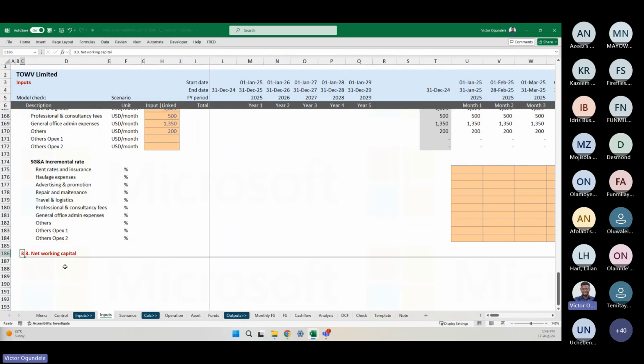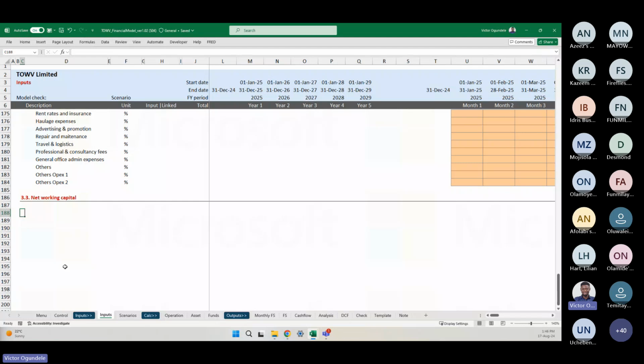Net working capital. Now, net working capital is very, very vital, right? And I can tell you that most businesses have failed because they have not been able to give attention to net working capital. As much as cash is very important, net working capital matters too. In fact, if you're a valuation analyst, and when I'm talking about valuation analysts, I'm talking about people that do valuation in real time, right?